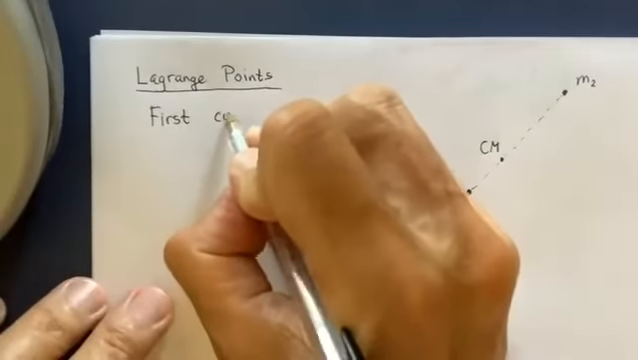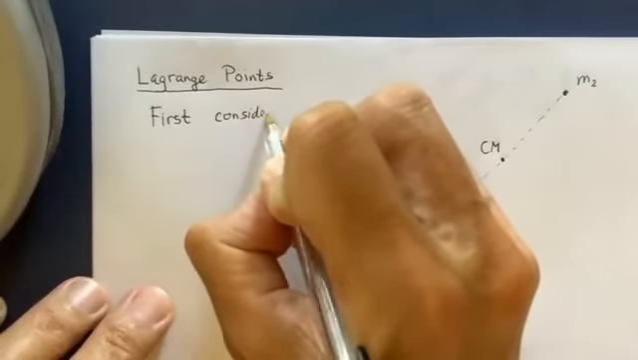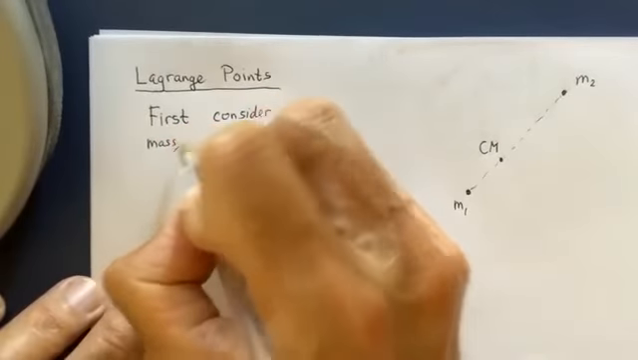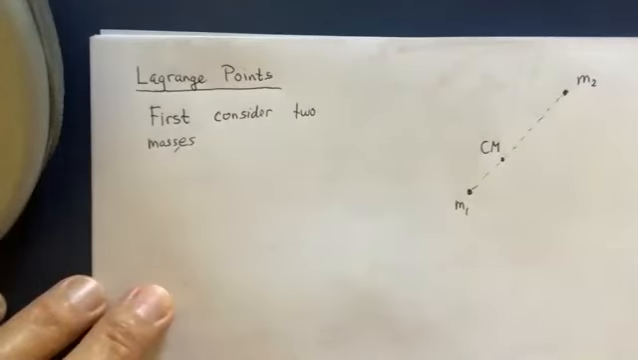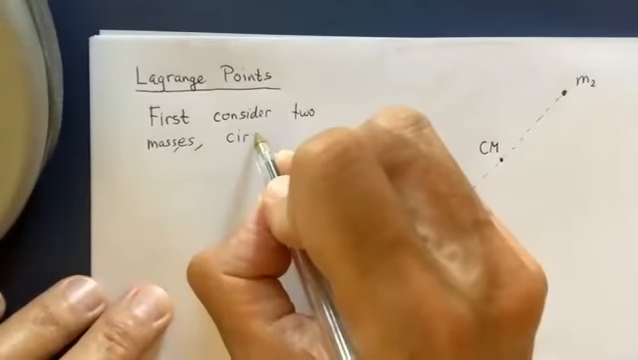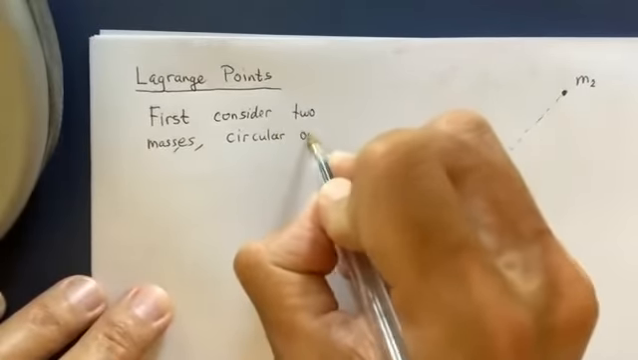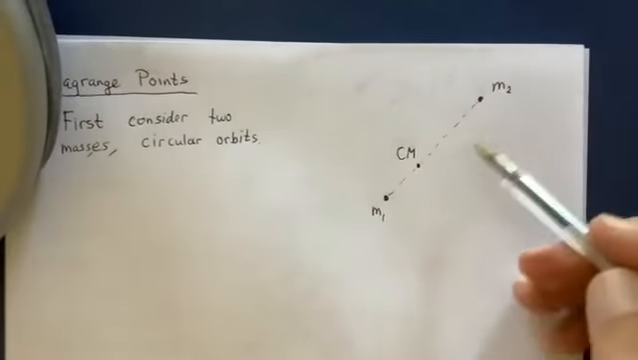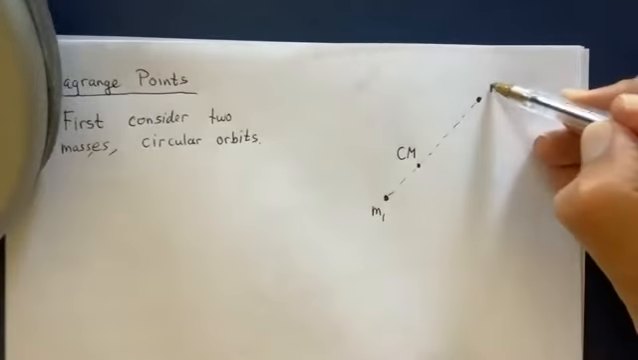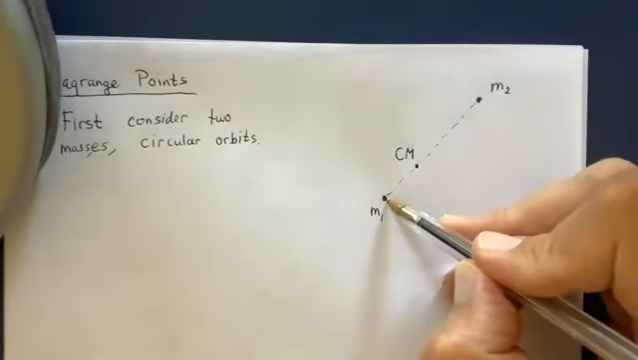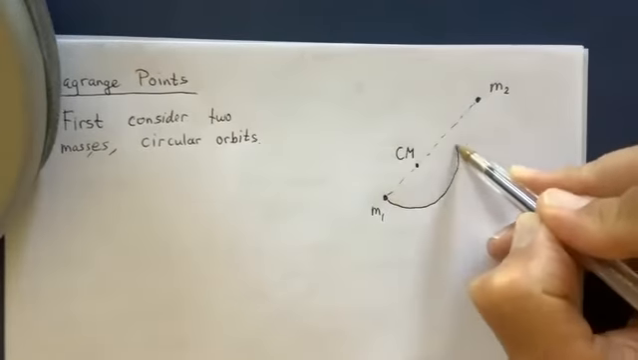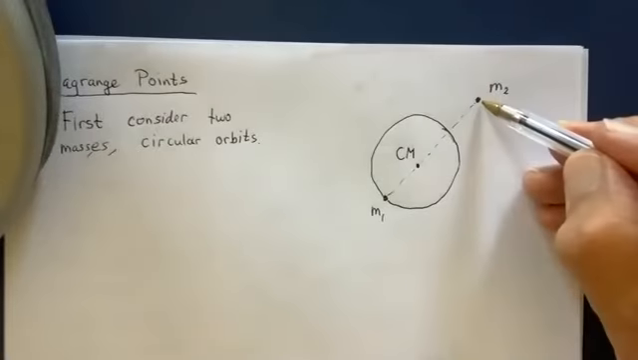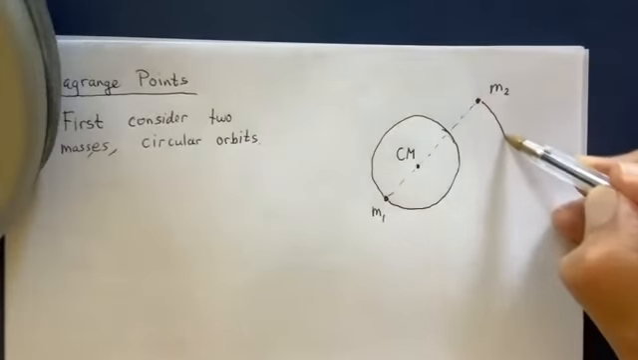So consider two masses and circular orbits. This picture was a snapshot. What if you now run the movie, so to speak? This mass proceeds in a circular orbit, like so. And this mass, same thing true here, circular orbit.